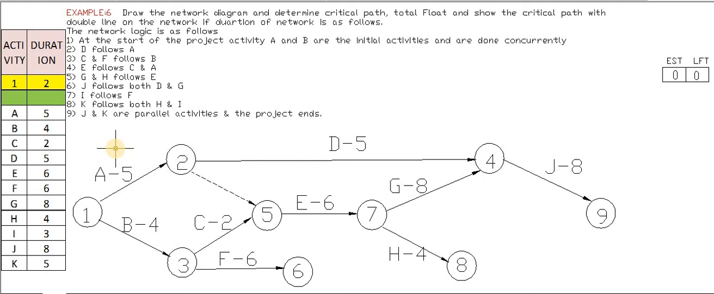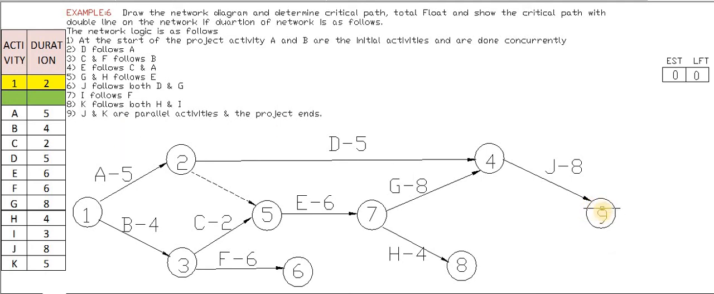So we have ended up to serial number 5. What is serial number 6? Serial number 6 is nothing but J follows both D and G. That means at the point at which D and G have ended, at the same point J will be started.